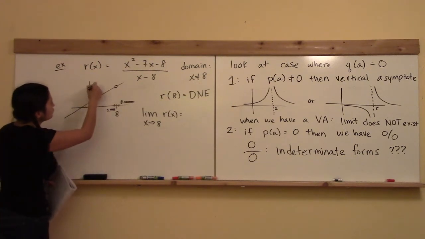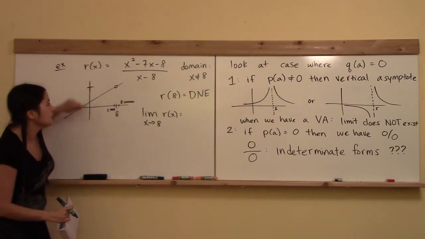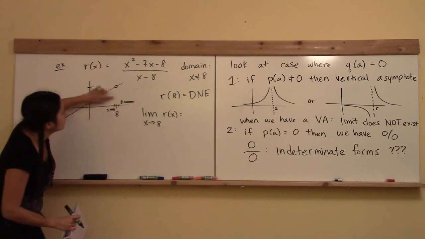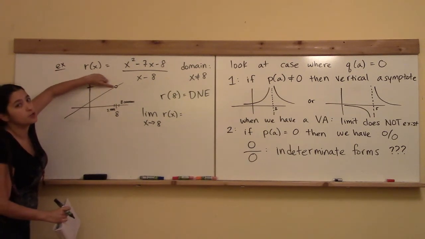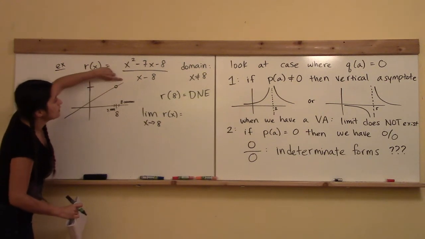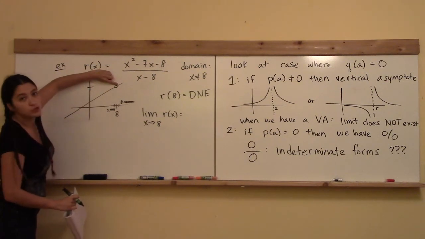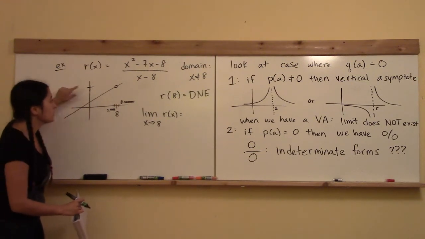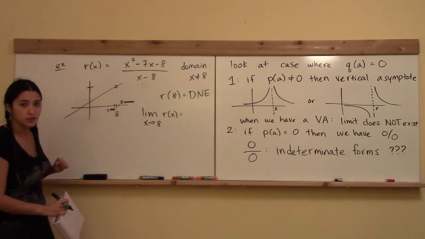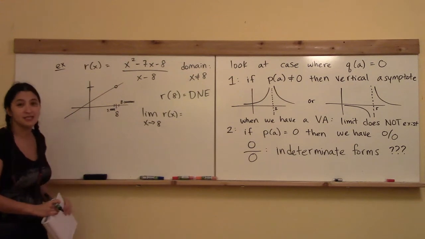What if I'm really, really close to 8 but I'm not equal to 8? It looks like just from the picture that I'm getting very close to whatever the height of this hole is. On this side too, I'm getting very, very close to whatever this height of the hole is. If you do have it graphed, can you guess what that height is just by looking at your graph? That's going to be the answer for the limit.